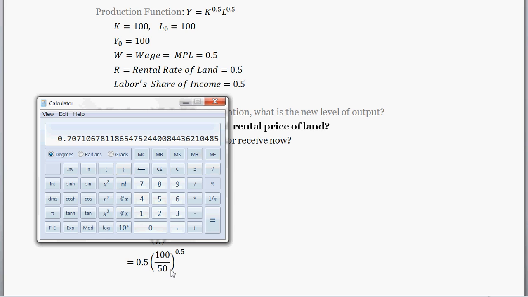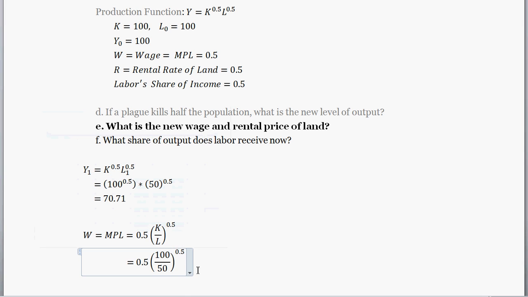So again, 100 divided by 50 is 2. The square root of that was 1.4 something, and then all of that times 1/2 is this number right here, 0.7071. I'm going to simplify to this number, 0.707. So that's the new wage rate.